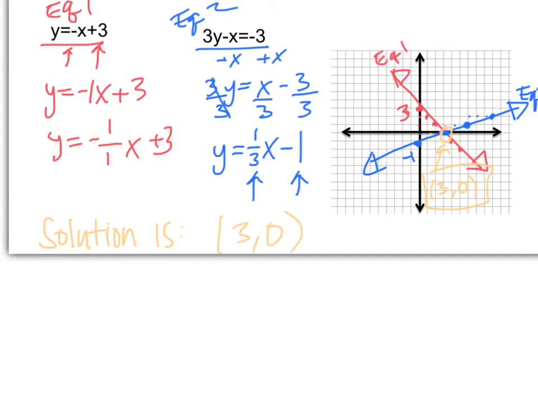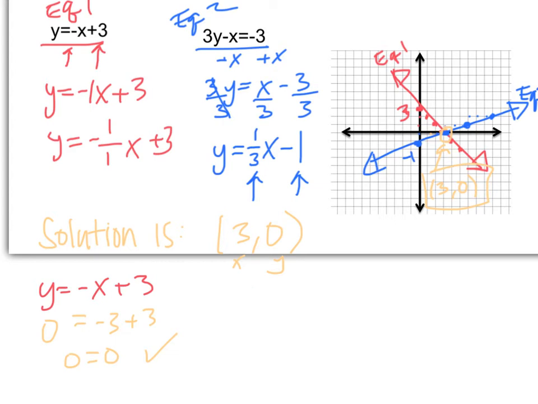Let's check it with the first equation. y equals negative x plus 3. Plug in, remember this is x, this is y. 0 equals negative 3 plus 3. 0 equals 0. That's always correct, so you are fine.